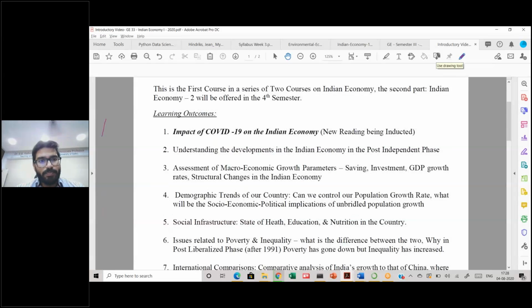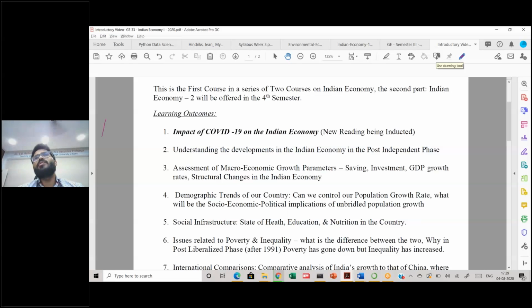First of all, you might see around yourself that COVID-19 has had a huge impact on our society, on our economy, on our culture. There is a wide span of complete destruction, or complete alteration, of the Indian economy and the society because of the pandemic. So in this course, we will see what has been the impact of COVID-19 on the Indian economy. This is a new reading which is being inducted. There'll be two papers on this, which are being decided.